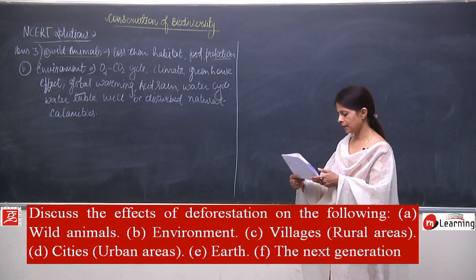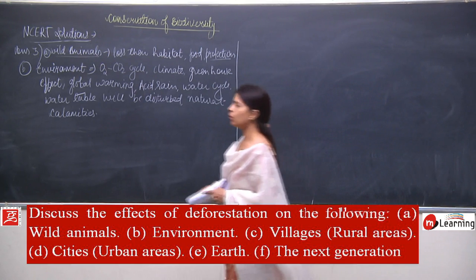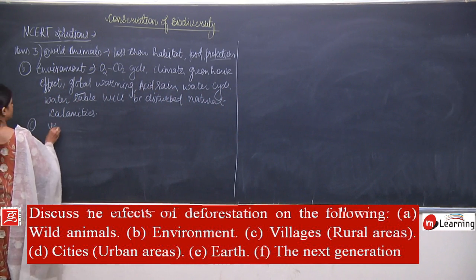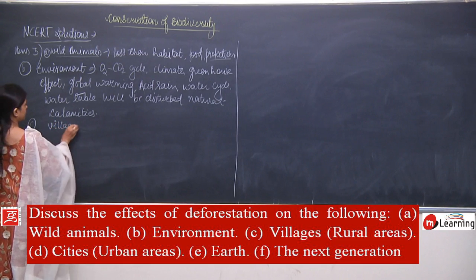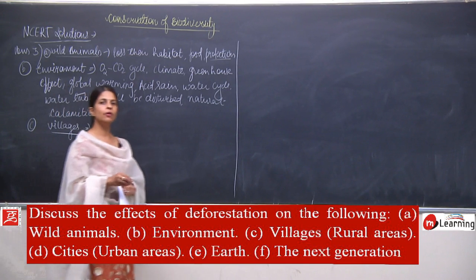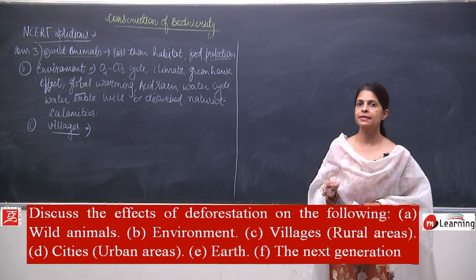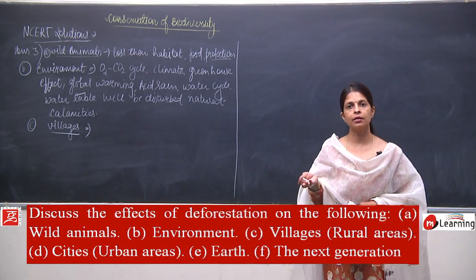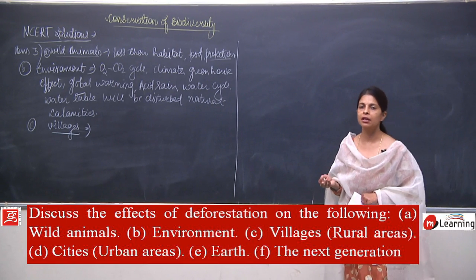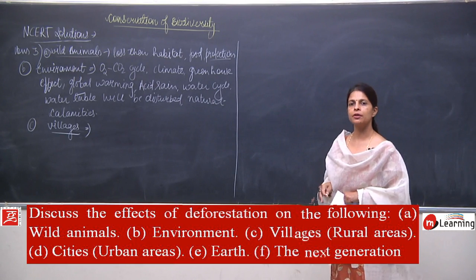Okay, now C is the effect on the villagers. So C is the effect of deforestation on the villages. What will be the effect on villages? See, when deforestation takes place, the rains will be affected. Floods can be there in different areas depending upon the different situation. So out of this we have to sort and write over here.